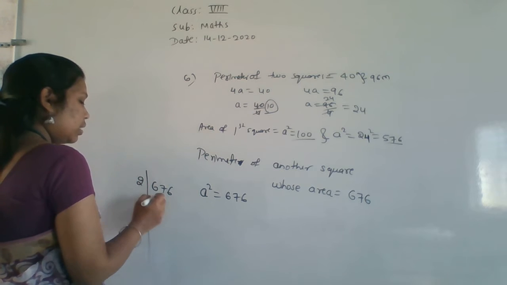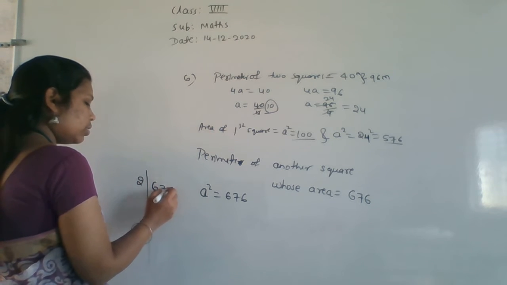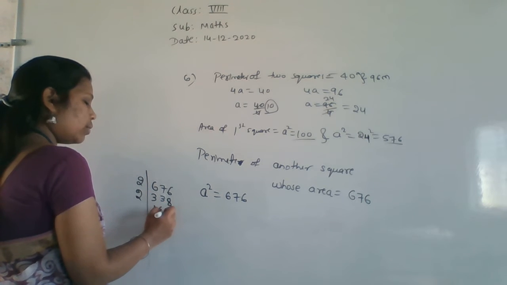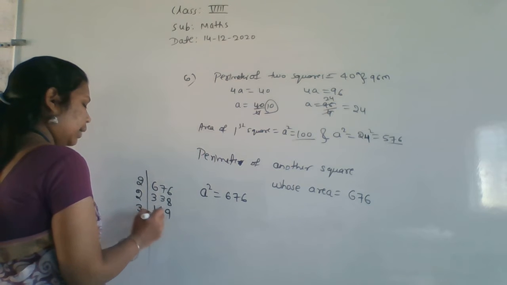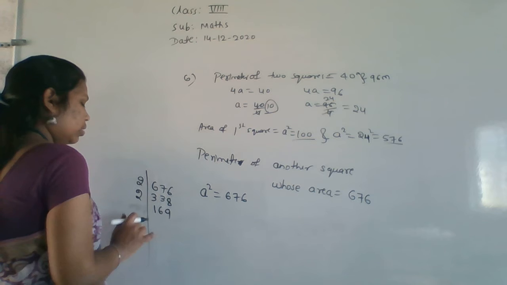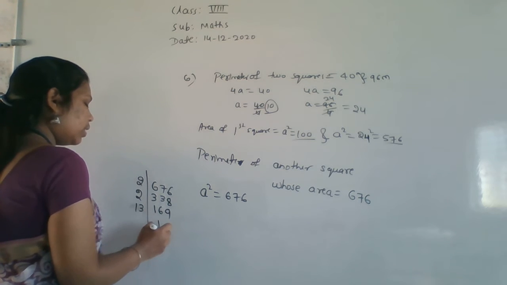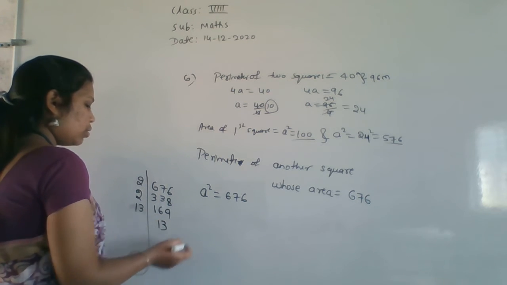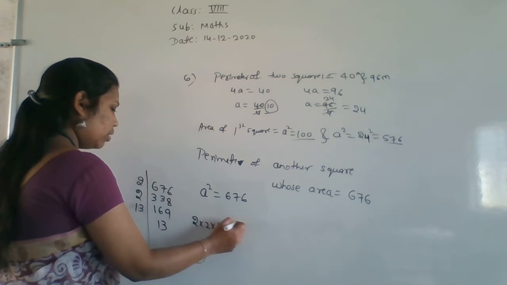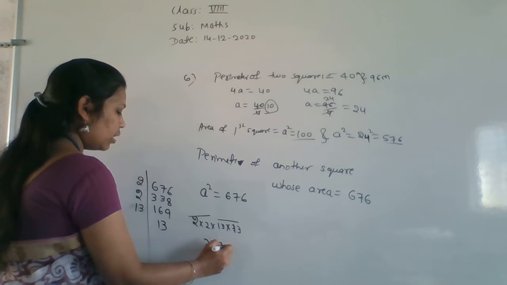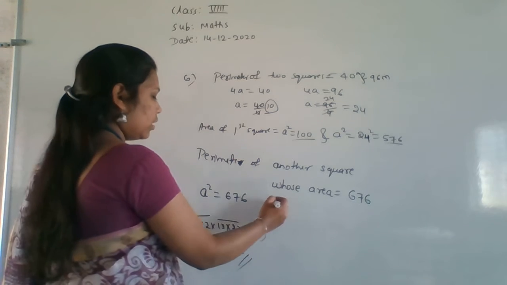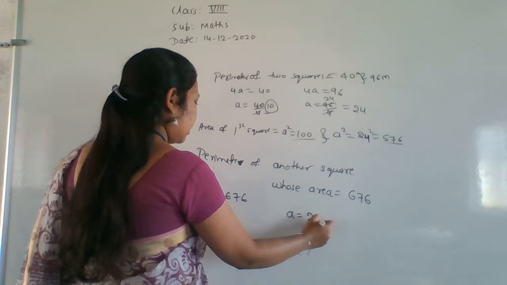Square root of this one means, 2 3s are 6, 2 8s are 16. Next, 2 1s are 2, 2 6s are 12, 2 9s are 18. 13 ones are 13, 13 threes are 39. Okay, so we are only left with 2 into 2 into 13 into 13. This one pair, this one pair. So what is left here? 26. Okay, so 26 is the a here. We got the a value as 26.